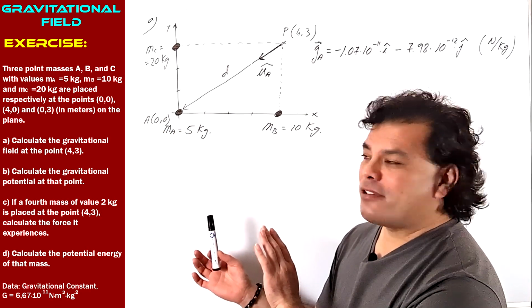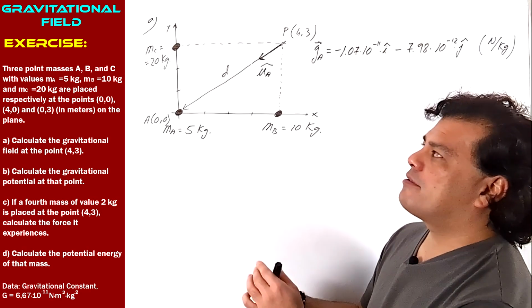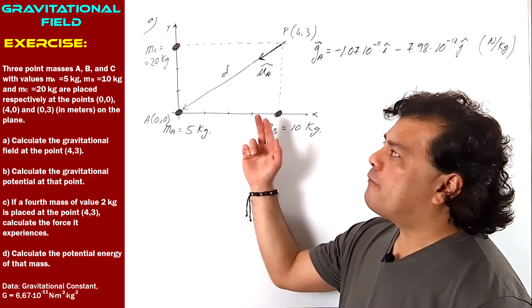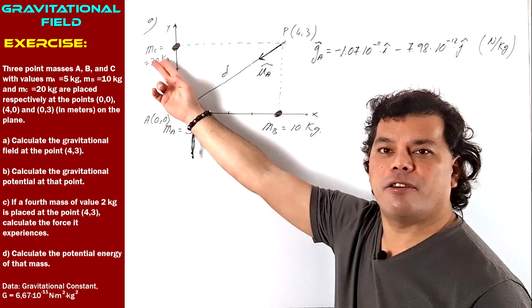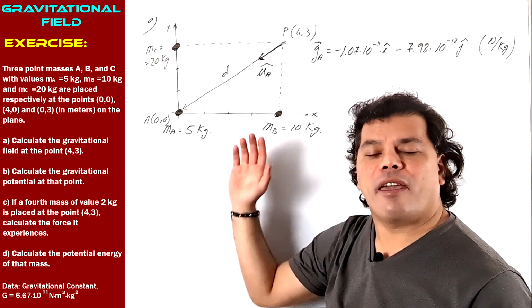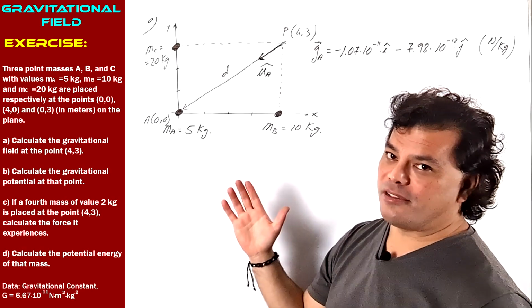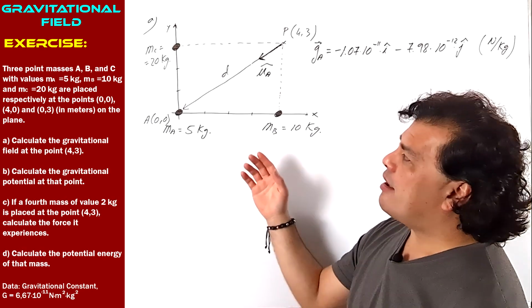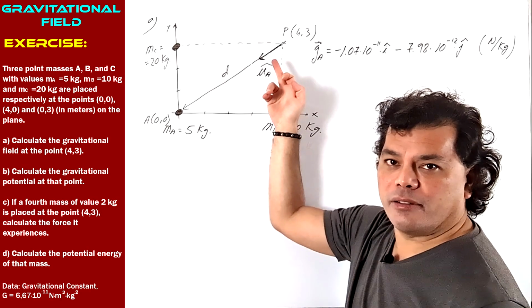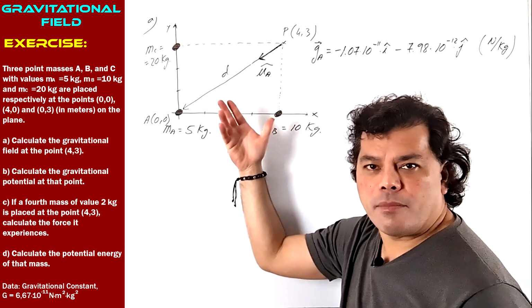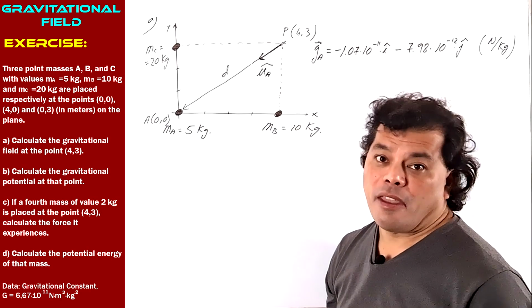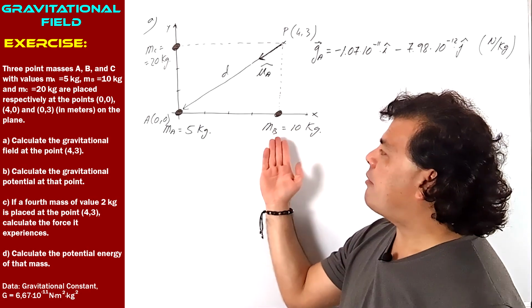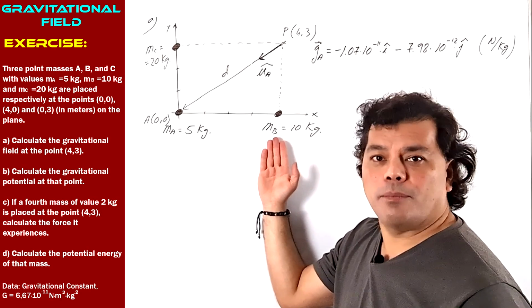As you can see, I've erased the previous calculations in order to have a space for calculating gravitational field caused by mass B and gravitational field caused by mass C. Don't forget that we are applying the superposition principle, which means that the final gravitational field at a point will be the sum of the gravitational fields created by each mass. So now let's proceed with gravitational field caused by mass B.